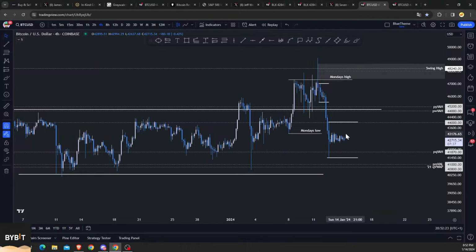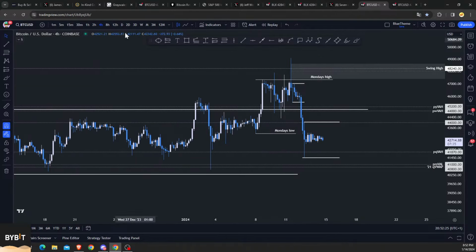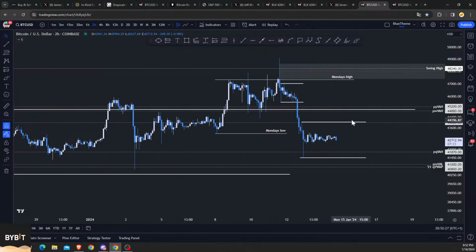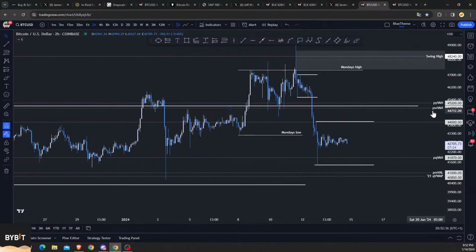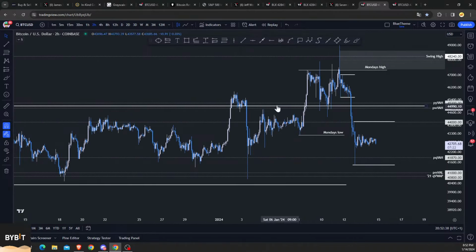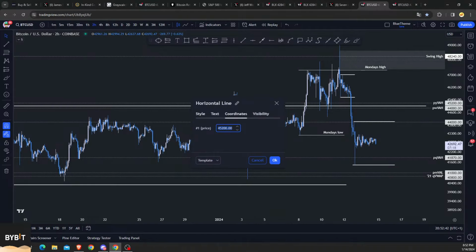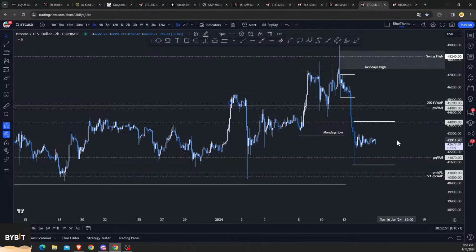So from a trading perspective, going into next week, I'm going to be looking to be a seller here or at the previous year's value area high. This is the previous year's value area high. I'm talking nonsense, it's the 2021 VWAP. It's been a long day. Oh my gosh. All right.